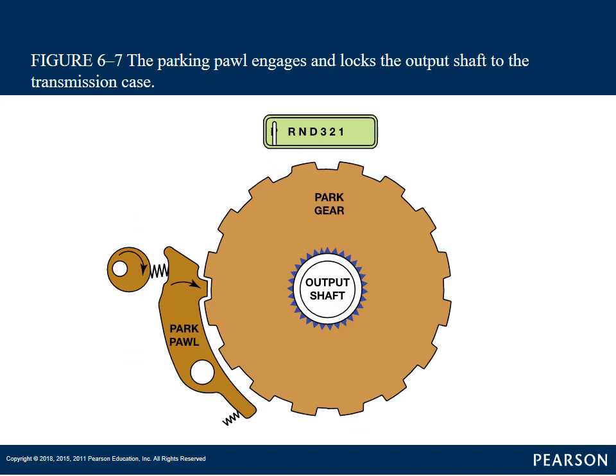Here's a picture of our parking gear setup. We have the large park gear with the teeth on it, hooked to the output shaft, the little round circle all the way to your left. That is usually hooked to a shaft that moves when you move the shift lever. I think we talked about this when we were going through hydraulics and automatics.